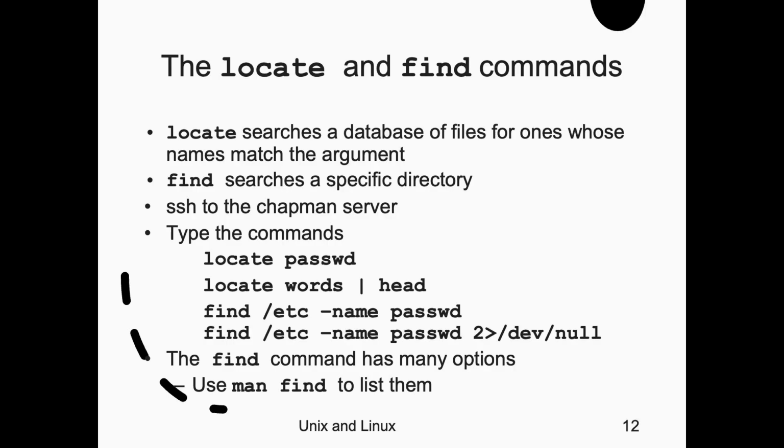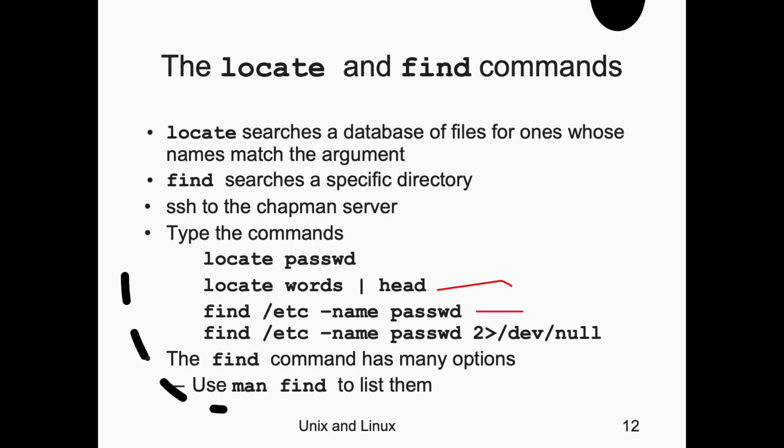You can also type in locate passwd, which will quickly find all files with passwd in their path from the database. You can also look at the head, which is going to show the first 10 results. In this example here, using find /etc -name passwd, this searches the etc directory specifically for a file named passwd.